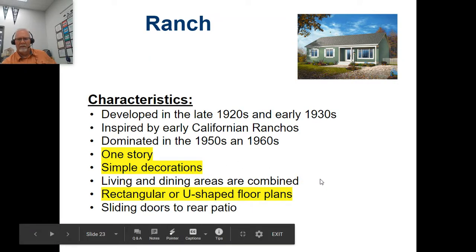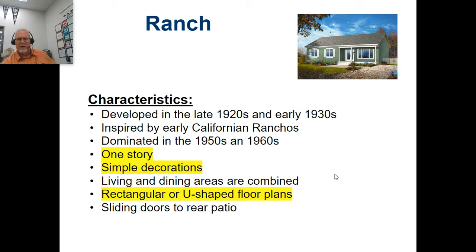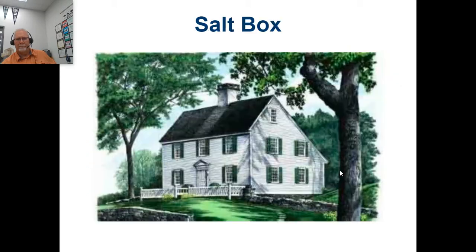Living and dining areas are oftentimes combined. Could be rectangular, as you see in the picture here. Sometimes they're even U or L shaped. Oftentimes sliding patio doors go out into a backyard. I would guess several of you perhaps live in a ranch, sometimes called a rambler home.